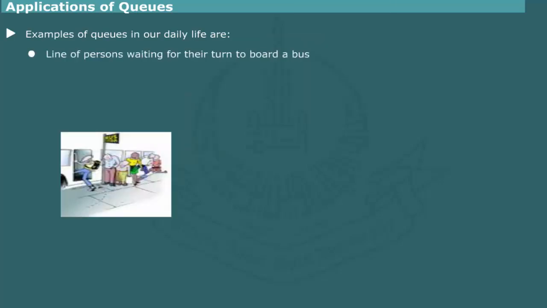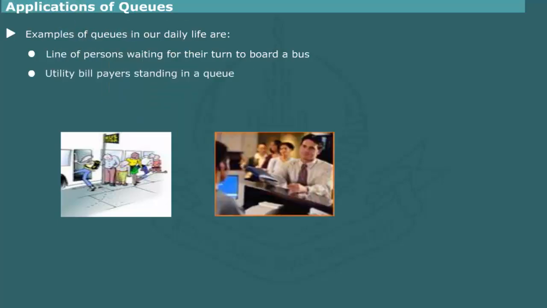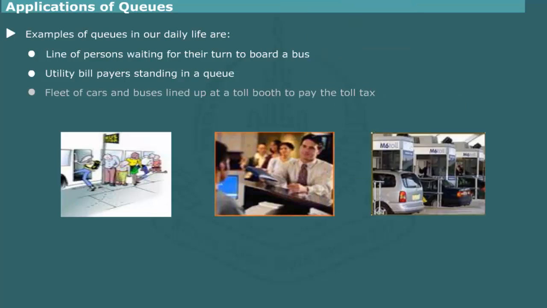Application of queue. Various forms of queues are often observed in our daily life. Some familiar examples are a line of persons waiting for their turn to board a bus, utility bill payers standing in a queue to make payment at bank counter, a fleet of cars and buses lined up at a toll booth on motorway. In all of these examples, the principle of first come, first served applies. All new arrivals must join at the rear of the queue.